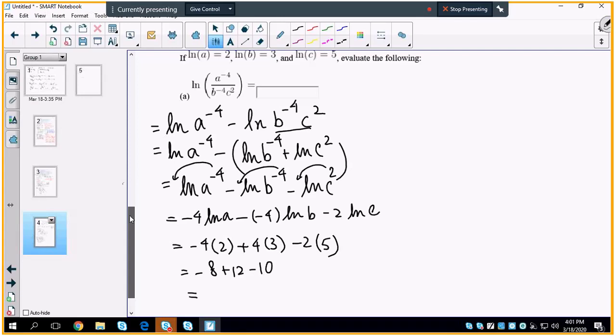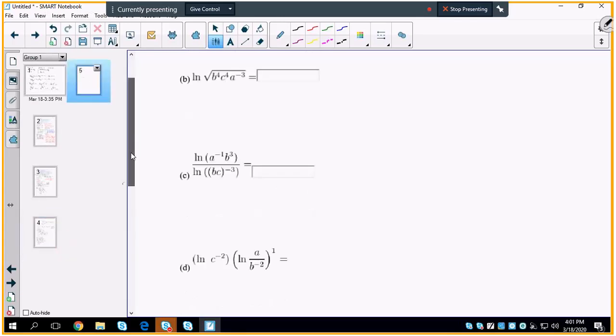So when I combine them, I get negative 8 plus 12 equals 4 minus 10 equals negative 6. And that is the simplest answer to the question. Let's see what else we have. Same problem using rules of logarithm.